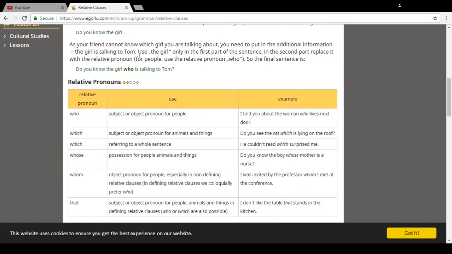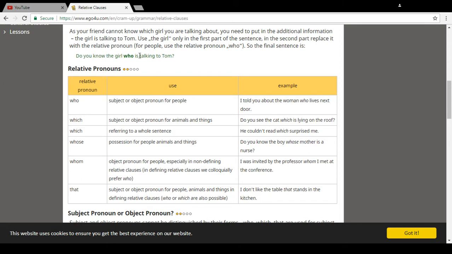Pa sad, as your friend cannot know which girl you are talking about, you need to put in the additional information. The girl is talking to Tom. Use the girl only in the first part of the sentence. In the second part, replace it with the relative pronoun. For people, use the relative pronoun who. So the final sentence is, do you know the girl who is talking to Tom?